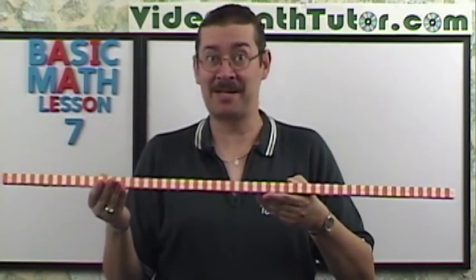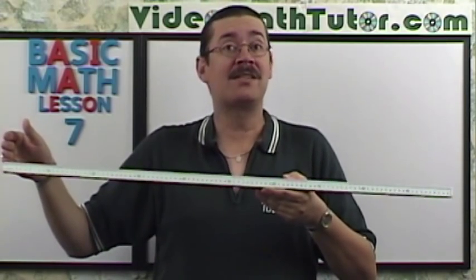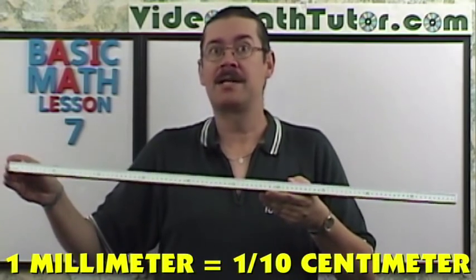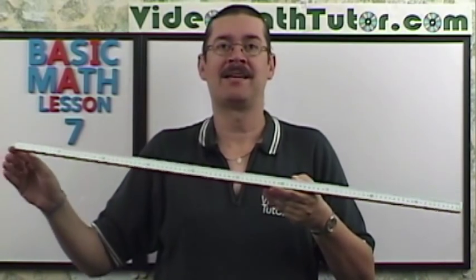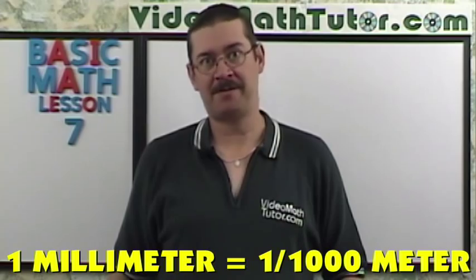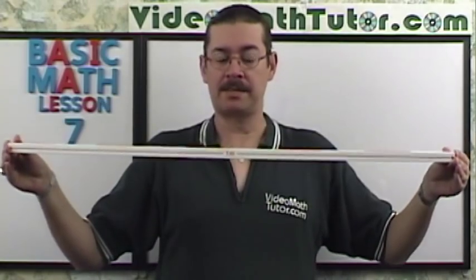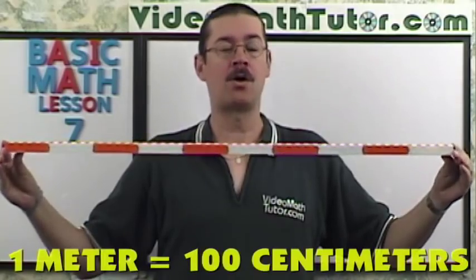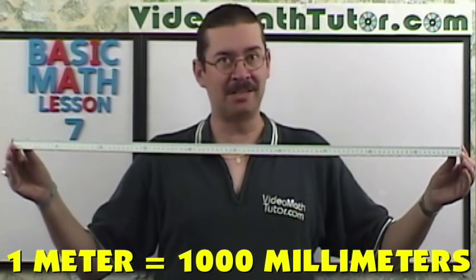Let's keep dividing this meter. Each of my centimeters is divided into 10 parts, so we now have what's called a millimeter. 1 millimeter is 1/10 of a centimeter. Really tiny. It's also 1/100 of a decimeter and 1/1000 of a meter. Now, I want you to also keep in mind that 1 meter is equal to 10 decimeters, 100 centimeters, and 1,000 millimeters.